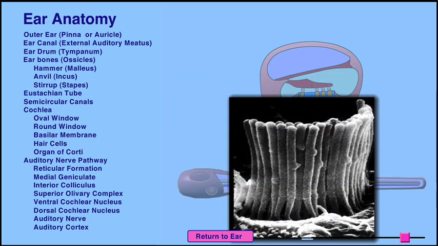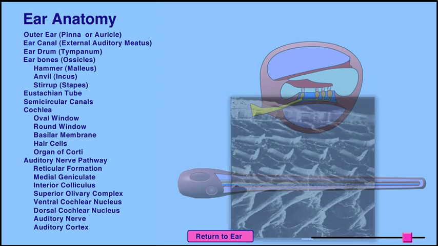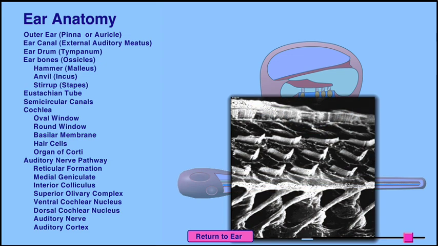This microelectron photograph is an extreme enlargement of hair cells, or cilia. This microelectron photograph shows three rows of outer hair cells in their characteristic V or W arrangement.